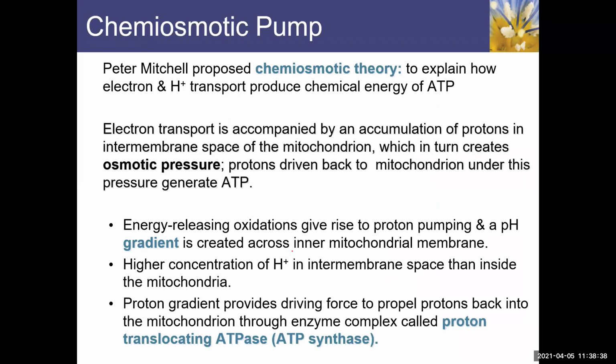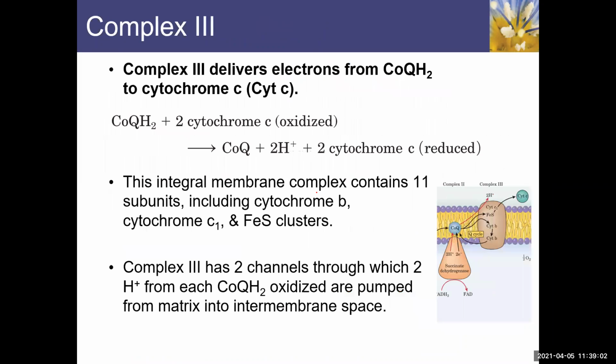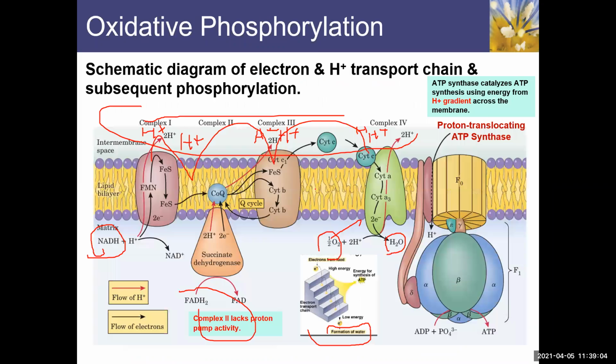Now the last part of it is how exactly we generate the ATPs. In order to understand that, first of all you need to know the structure of the enzyme. And in order to know the structure of the enzyme, you also need to know what the chemiosmotic theory is. So I'll go to the diagram over here so that I can explain the chemiosmotic theory and how ATPs are produced.